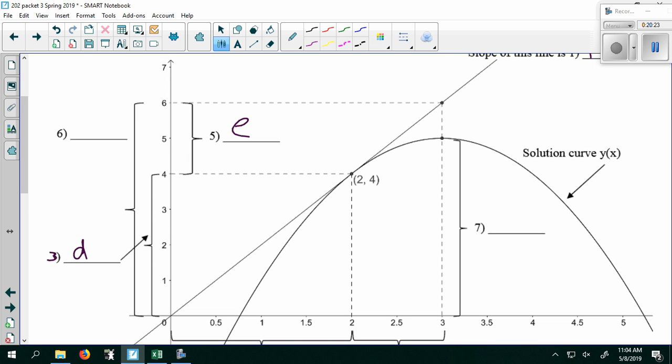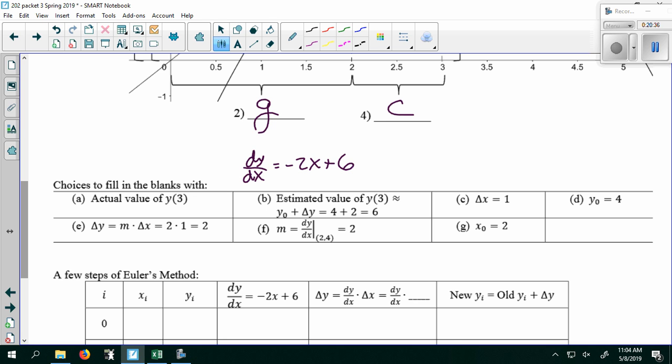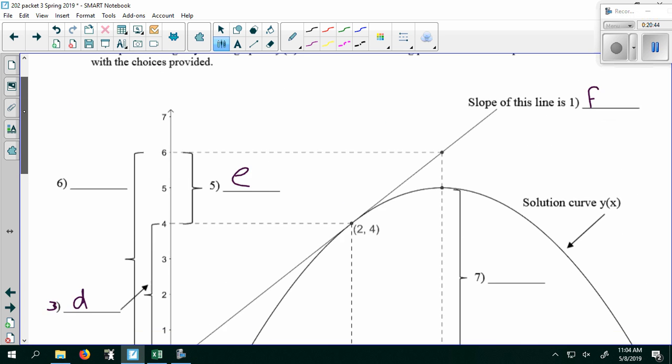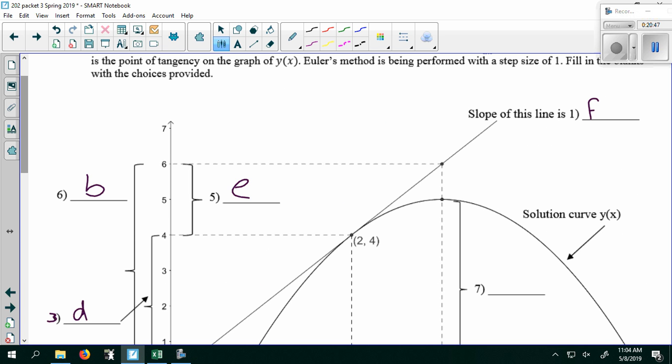Okay, number 6 is the distance from 0 up to 6. So it's your original y plus delta y, y naught plus delta y. That is my estimated value for y of 3. So that's B. When you go over here, that is the y value on the tangent line.